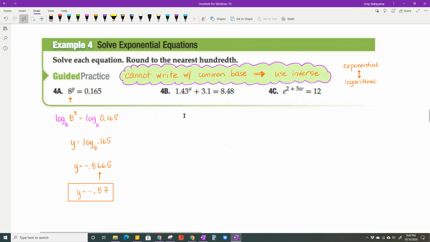All right, looking at this next problem, it's not as straight up as this because I have an extra term here. So I need to move that term to the other side first.